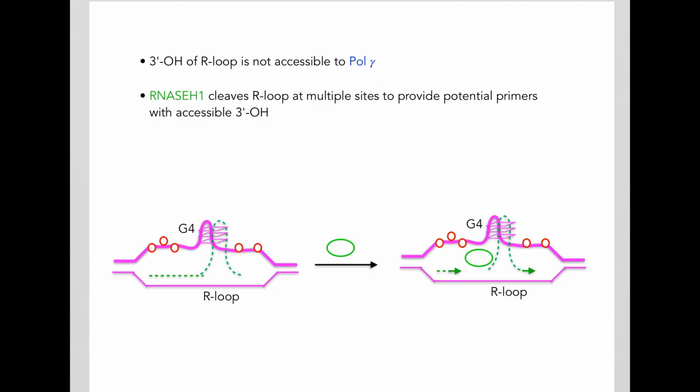So what happens, there's another enzyme called RNase H1. This will cleave the R loop at multiple sites. Okay, so multiple sites. And that will provide potential primers with accessible 3' hydroxyl groups. So now the polymerase gamma will be able to use one of these sites to start synthesizing the H strand using the R strand as a template.